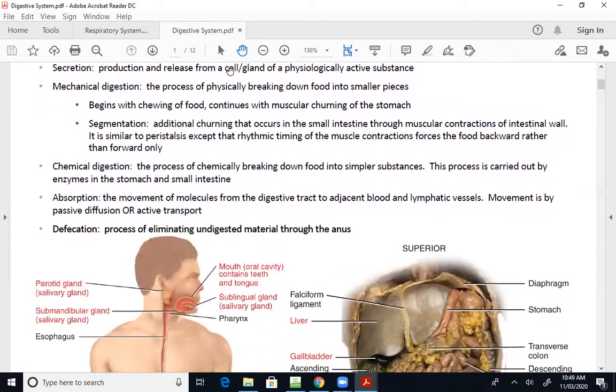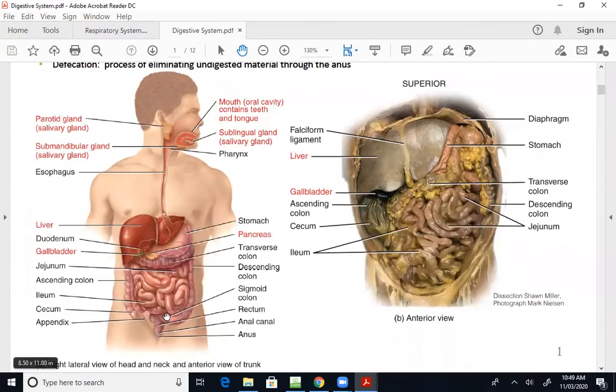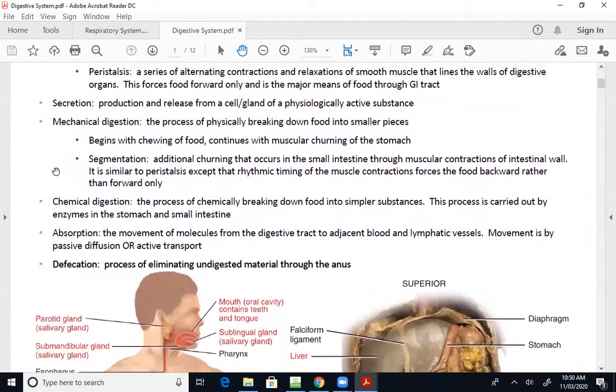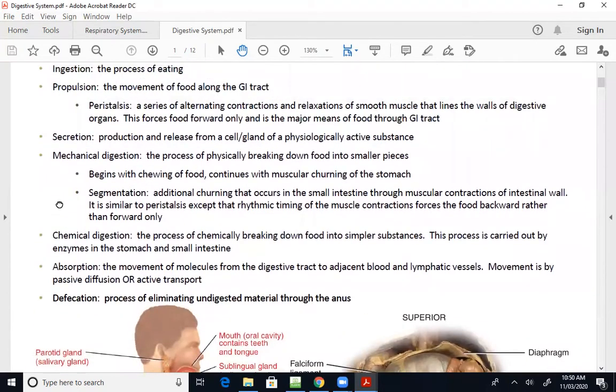Secretion is the production and release from a cell or gland of a physiologically active substance. We do a lot of that. Salivary glands contribute to that, all the way down to the anal canal where we're secreting mucus and other stuff to help get stuff out.